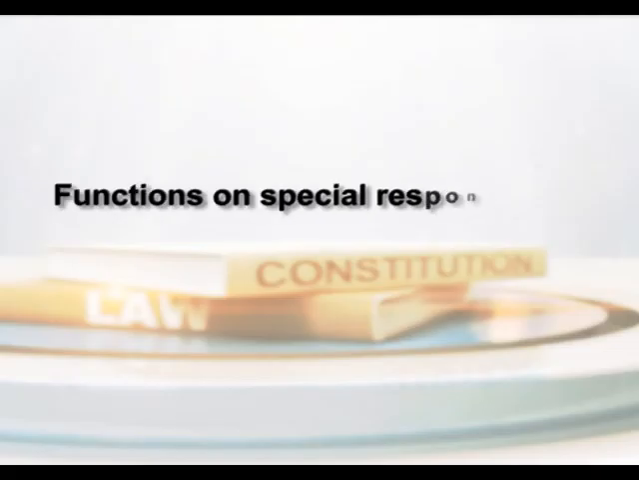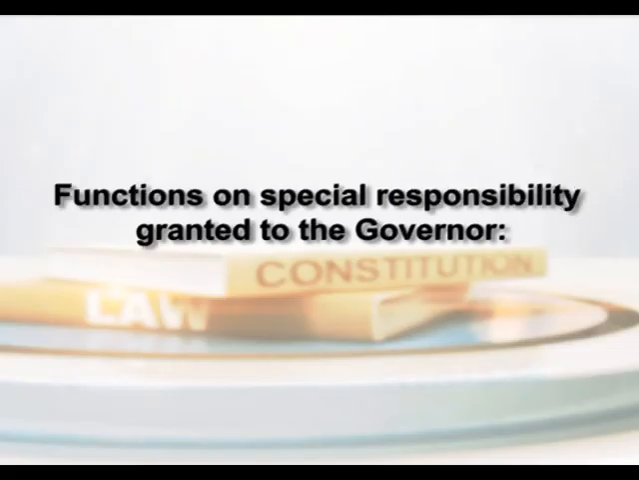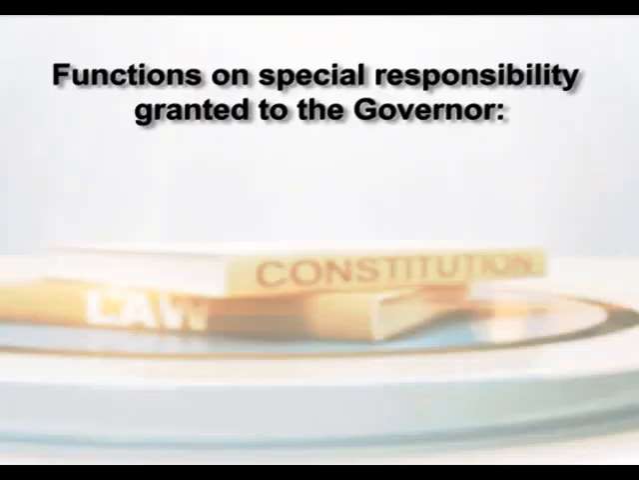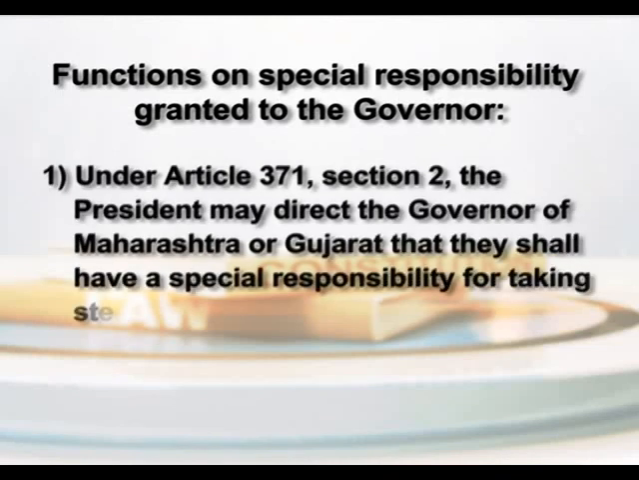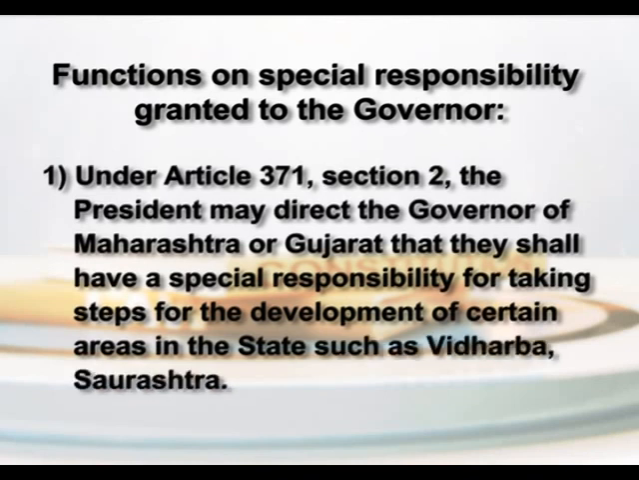Now, the functions on special responsibility granted to the governor, as enshrined in the Constitution, are the following. Firstly, under Article 371, Section 2, the President may direct the governor of Maharashtra or Gujarat that they shall have a special responsibility for taking steps for the development of certain areas in the state, such as Vidarbha and Saurashtra.